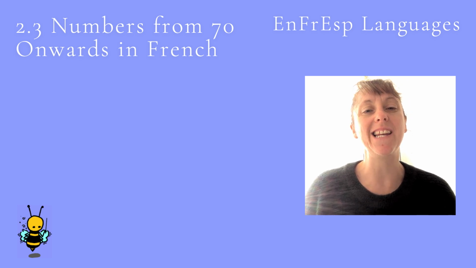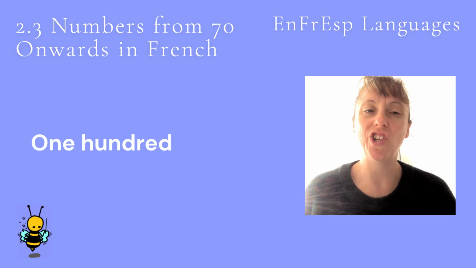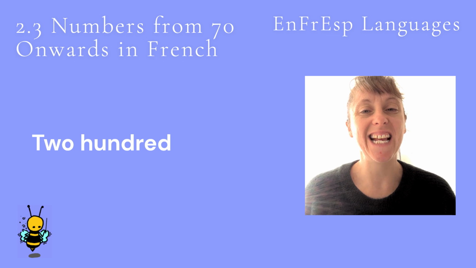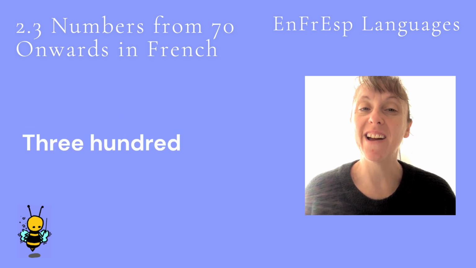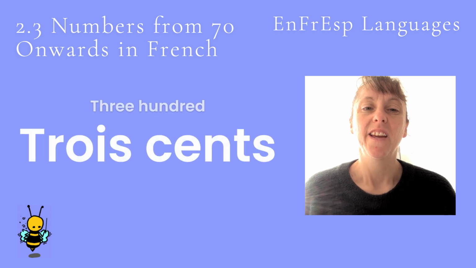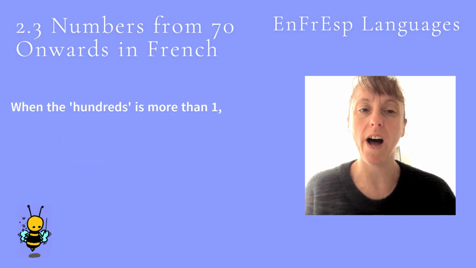We're now going to look at bigger numbers. First, let's look at 100. 100 in French is cent. Let's hear it again. Cent. 200 is deux cents and 300 is trois cents. Note that when the hundreds number is more than 1, there is an S on the end.